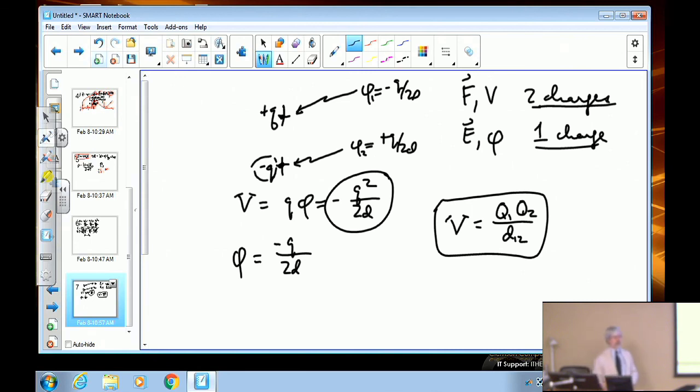Okay, so you can reason it as Mr. Picot did. You could reason it that way, or you could remember that the potential energy of two charges separated by a distance is just the product of their charges divided by the distance. It should all come out to be the same, either way you do it. Okay, questions? Good to go?